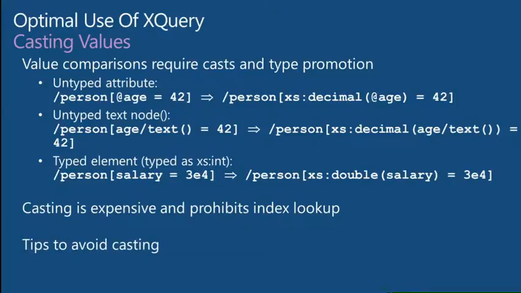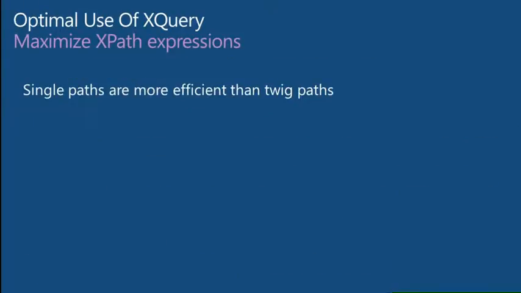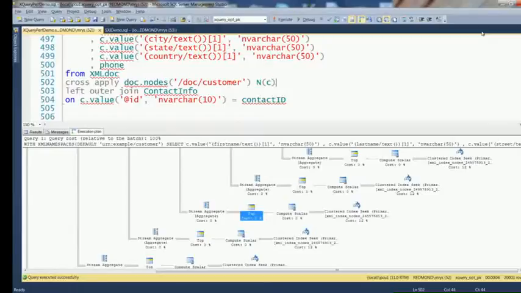So how do we do that? We should use the appropriate type for comparisons. If I have untyped data and I do an equality comparison, it's probably okay to use a string. So instead of saying age equals 42, say age equals string 42. Or use a schema to declare the type, if that's important, like if you do a greater than or less than comparison, where string ordering is different than numeric ordering. So let me quickly show you that as well.